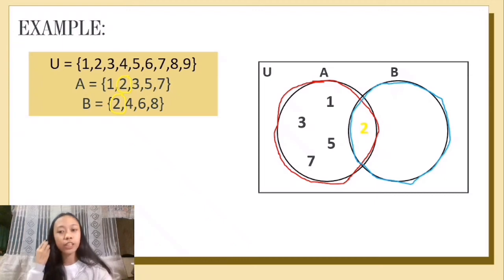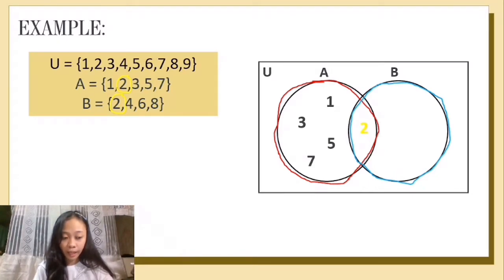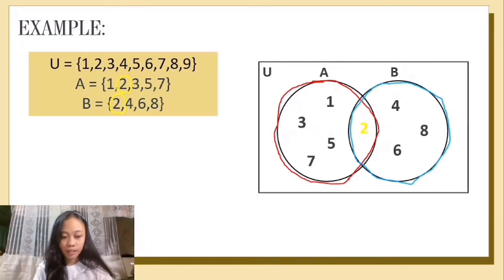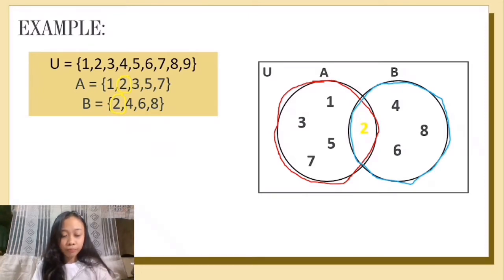So ayan po yan, nakita nyo? So if that's so, we already have here 2 as the element of set B. So ano pa yung kulang or natitira na element? So we have here 4, 6, and 8. Okay, so before you conclude that you already illustrate the given set, always go back to the universal set.